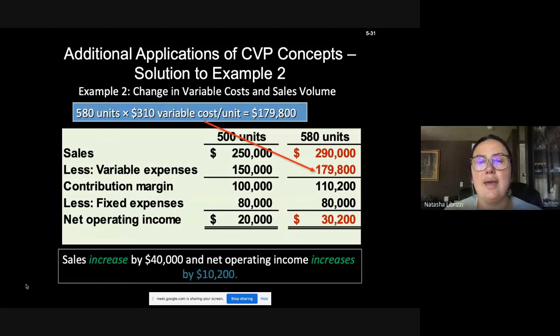So if we do that, our variable expenses are going to go up because it's $10 more, and obviously the contribution margin is lower per unit. However, because of the volume of an extra 80 bikes, net income has increased from 20,000 to 30,200. So that's a really, really good decision. We definitely should do this.